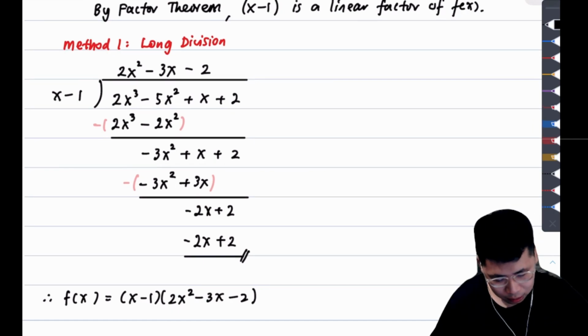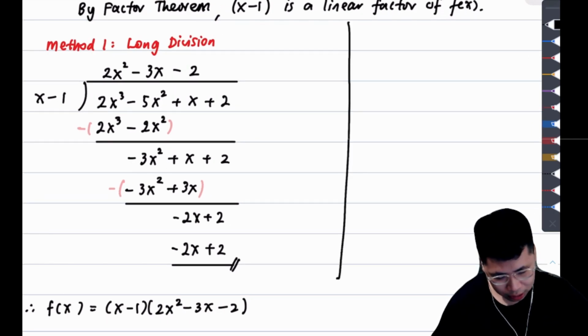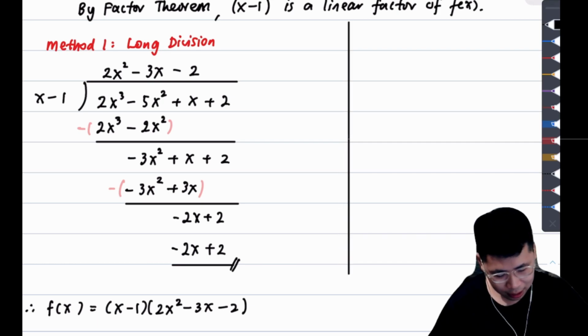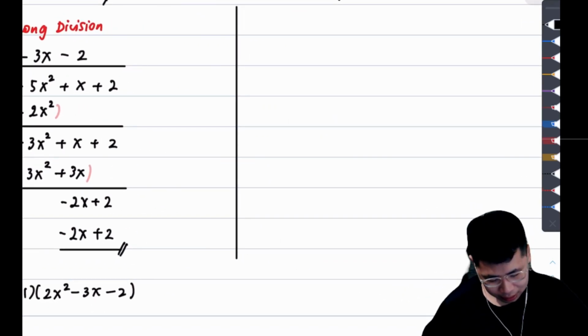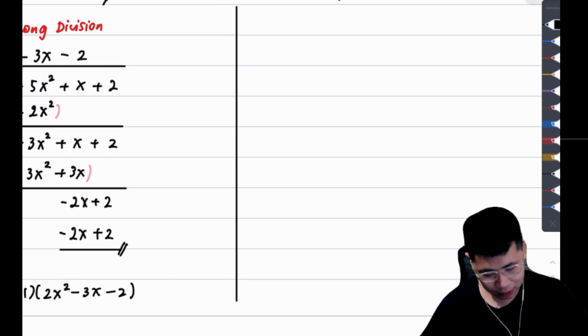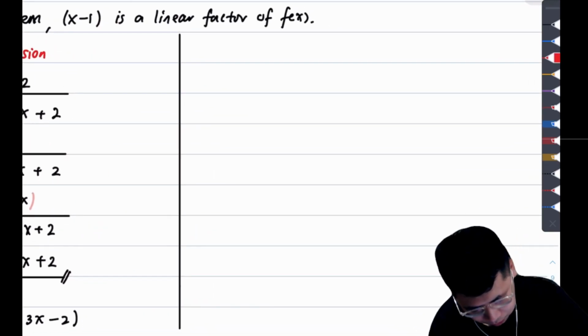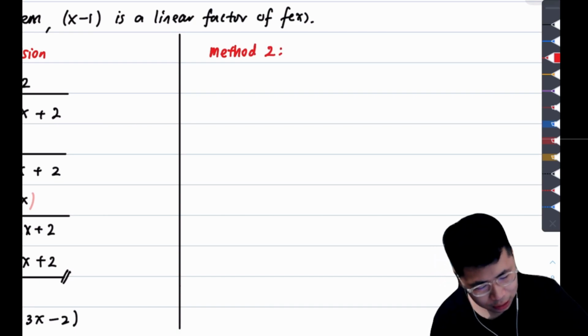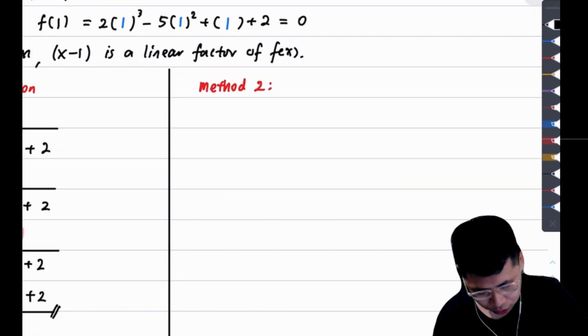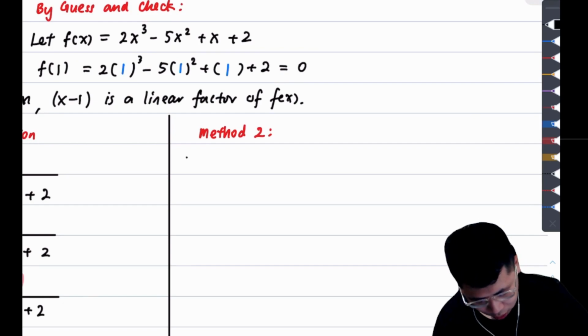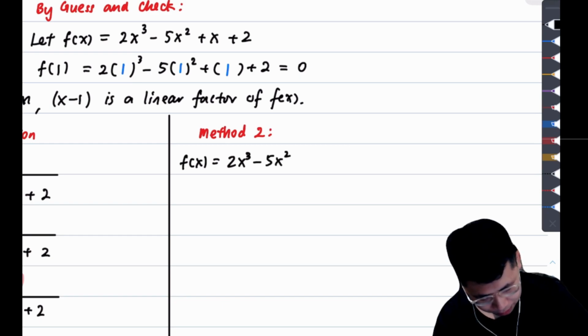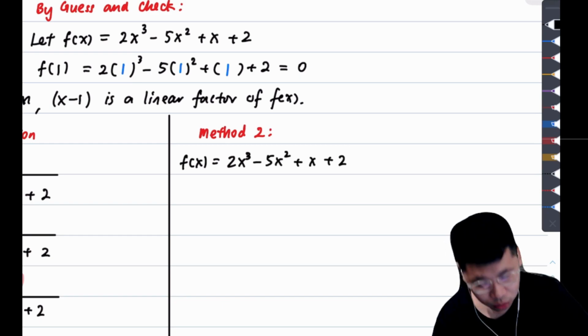Okay, so let's look at method 2, which is actually to compare coefficients, and we will see that we get the same results. So method 2. Let us do some comparing coefficients. I will need to make use of this one over here. Here f(x) is equal to 2x cubed minus 5x squared plus x plus 2.